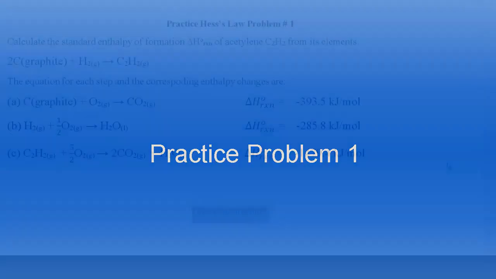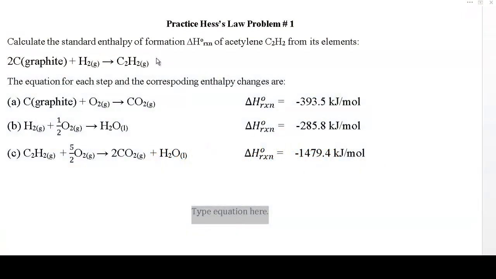Let's begin with this reaction. Here's our net reaction, and here are three individual reactions. The point is, how do we get to our main reaction of which we want to calculate and compute the enthalpy for that reaction from these three reactions?